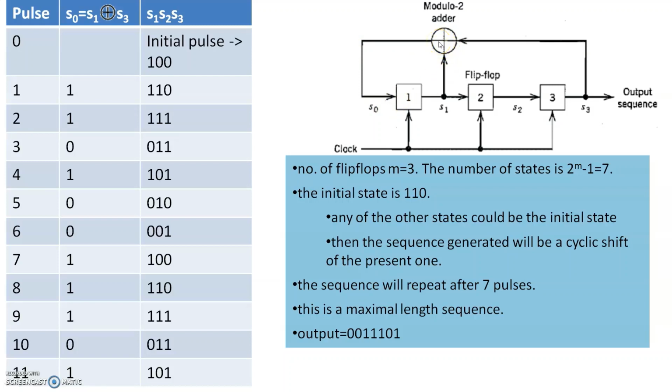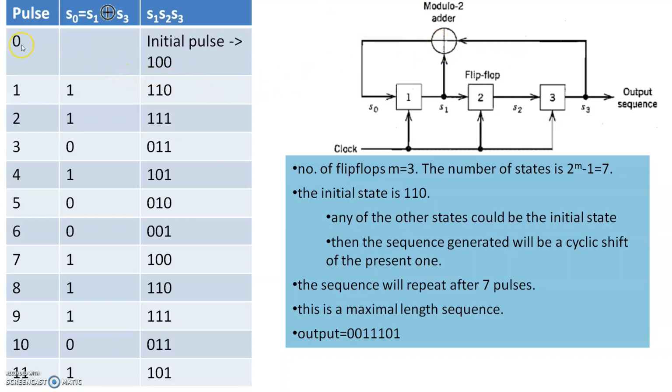Now, what is a modulo 2 adder? It is almost similar to that of an XOR gate, but it is not an XOR gate. Because in modulo 2 adder, 0 plus 0 is 0, 0 plus 1 is 1, 1 plus 0 is 1, and 1 plus 1 is 0. So the truth table will be the same as that of XOR, but it is an adder actually. Now 1 plus 1 will actually give you 10, so you take the 0 alone. So that is modulo 2 adder.